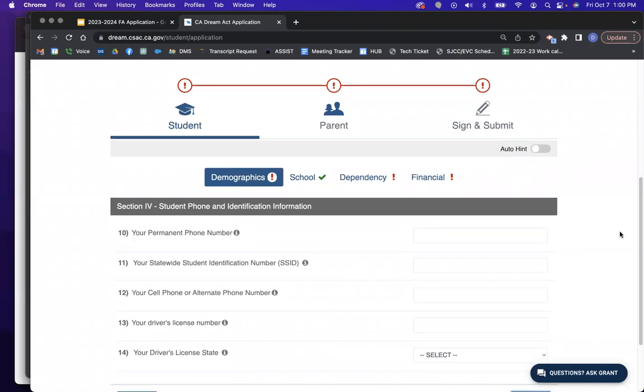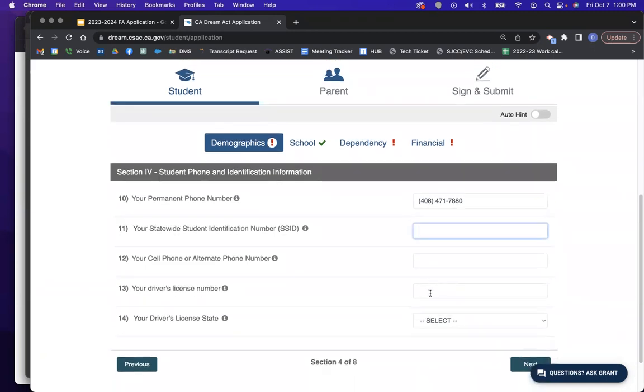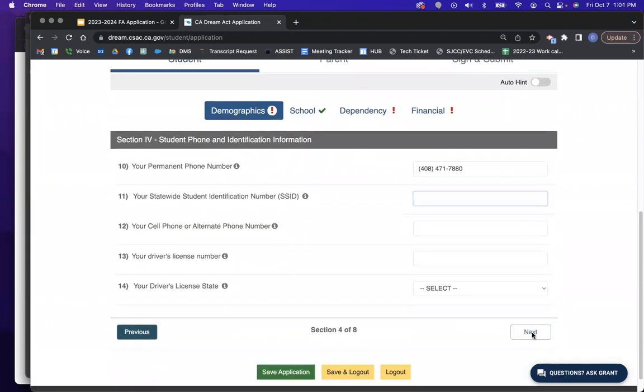Okay. So then you're gonna add your permanent phone number. So I'm just gonna add my phone number on here. If you know your SSID, you can put it on here. This is the number that is listed on your transcripts. If you do not have it, do not worry about it. It's gonna be fine. If you have a license, you can put it on here. If you don't have one, you don't have to worry about it.